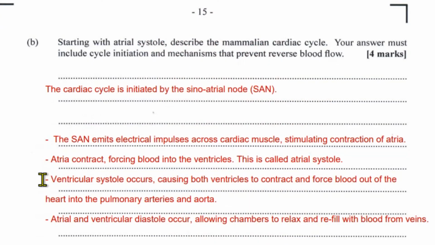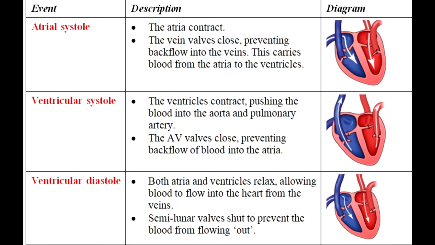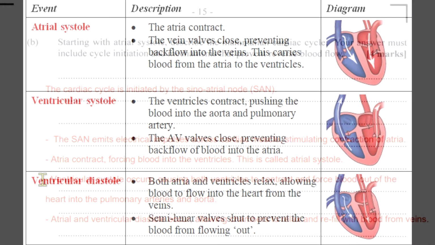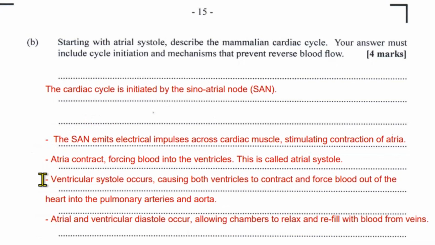So ventricular systole causes both ventricles to contract to force blood out of the heart into the pulmonary arteries and the aorta, basically to send blood out of the heart so it could go to the rest of the body. Again, imagine you're squeezing the bottom of the heart, and you're squeezing all that blood out into the aorta, so it could get out into the bloodstream. That is ventricular systole.